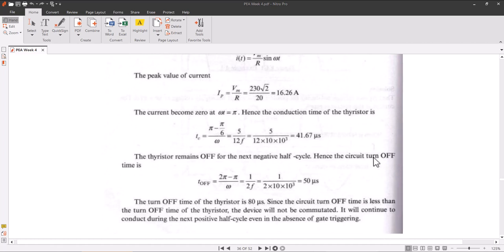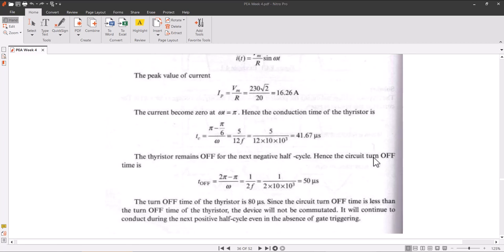तो इस फ्रीक्वेंसी पे सर्किट नहीं चलेगा. The turn off time of the thyristor is 80 microseconds. Since the circuit turn off time is less than the turn off time of the thyristor, the device will not be commutated. It will continue to conduct during the next positive half cycle even in the absence of gate triggering. तो ये क्या करेगा, कंडक्शन मोड में ही रहेगा, ये ब्लॉकिंग मोड में जाएगा ही नहीं.